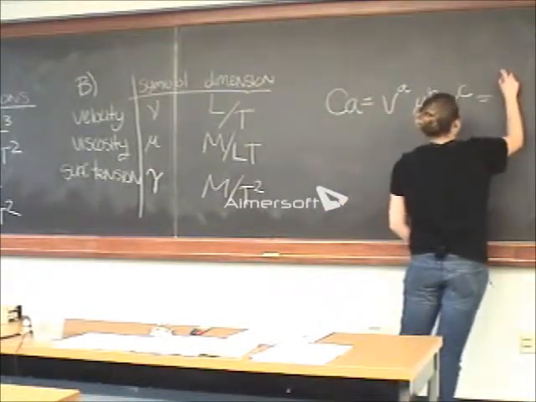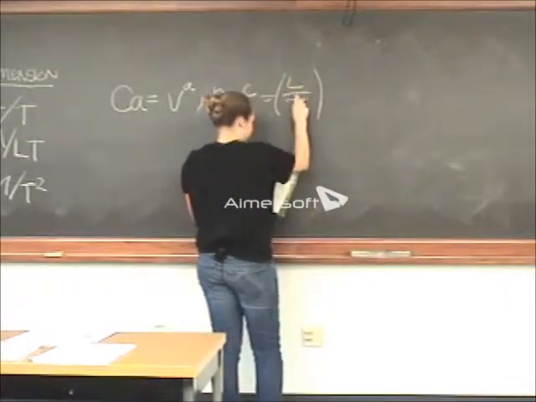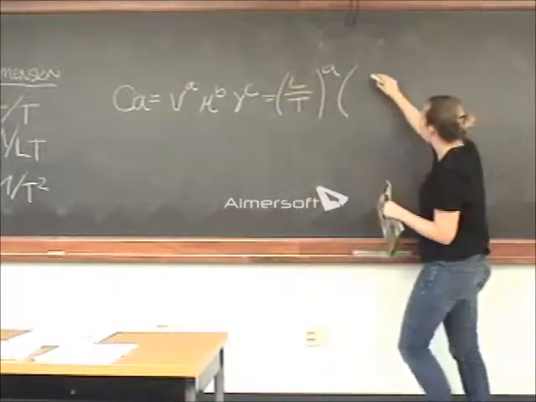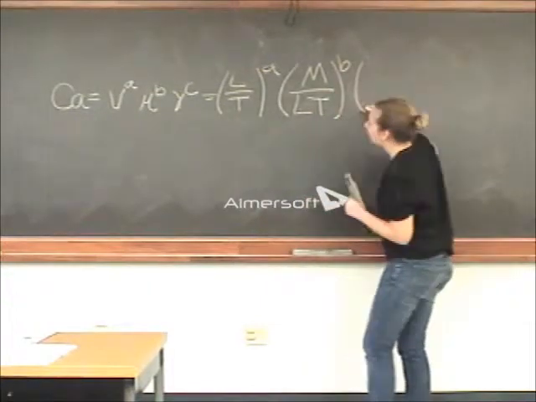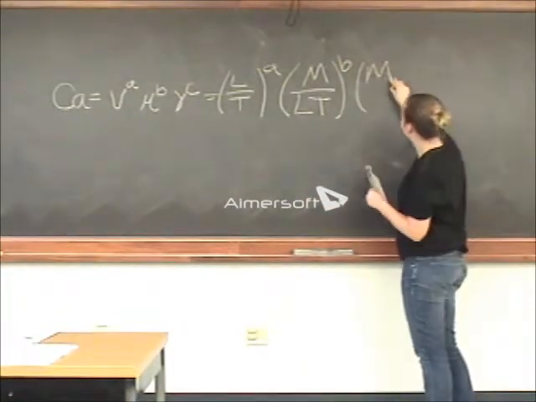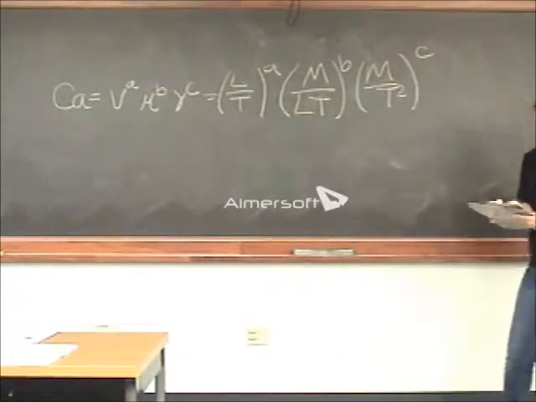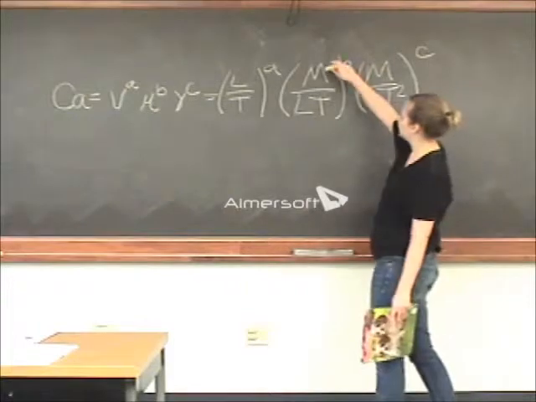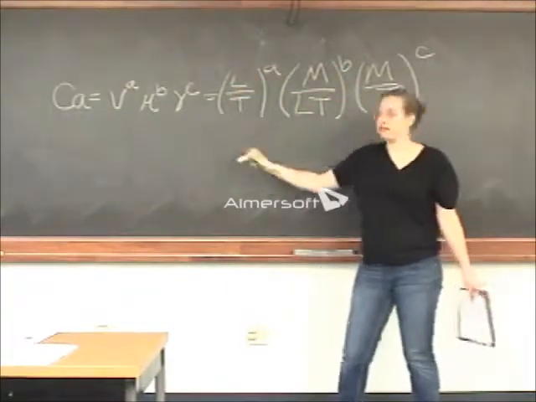So then what we can do from here is go ahead and put in our different groups for each one. So V is L over T, we have our M over LT to the B, and we have our M over T squared to the C, right? Does that make sense? So then what I want to do is set up three equations, one that involves my mass, one that involves my length, and one that involves my time.